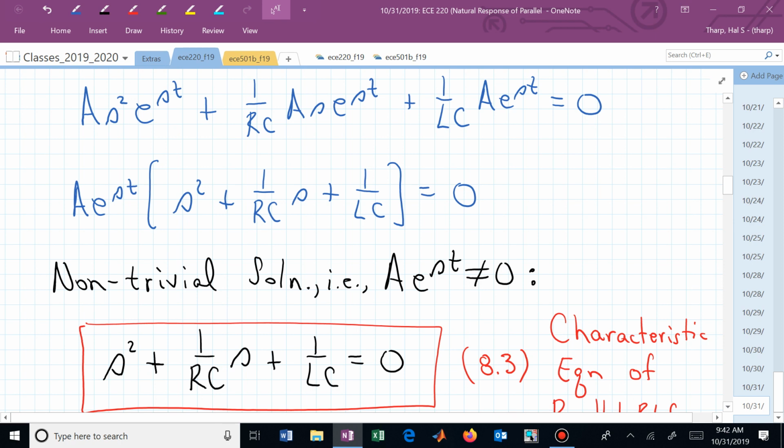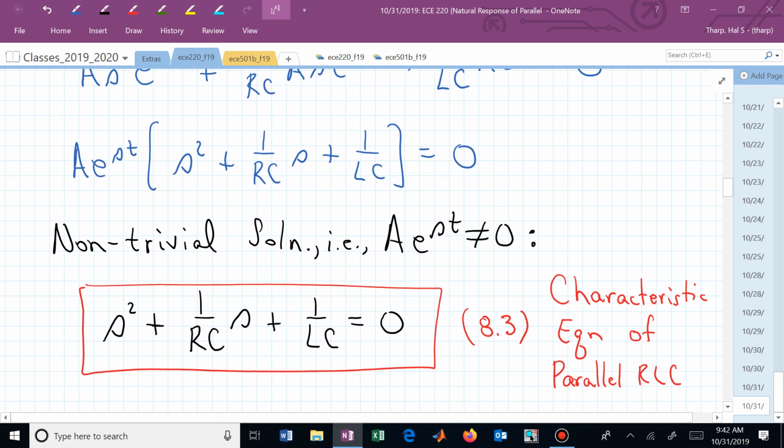And here's where we ended up, I think, last time with equation 8.3 in the textbook. This is the characteristic equation of the parallel RLC circuit we started with, and it's going to be different when we start with a series RLC circuit. We'll end up with a different second order equation. That's why we're saying this is the characteristic equation of a parallel RLC circuit. So once you see a parallel RLC circuit, boom, you can immediately write down this second order equation. You don't have to go through what we just reviewed.